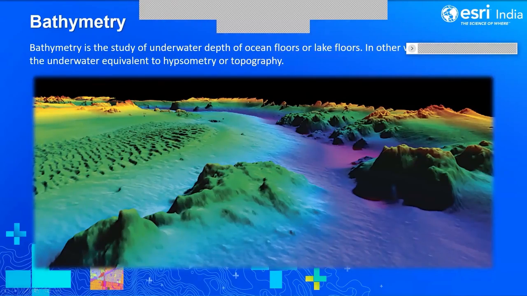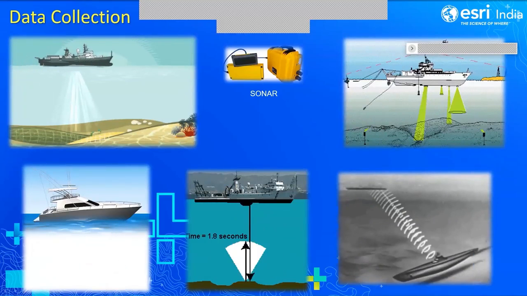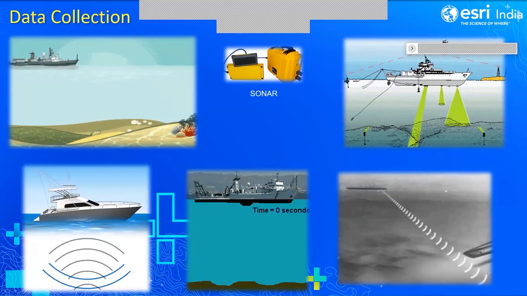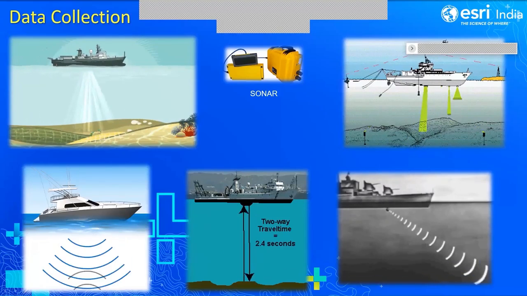Now let's see how this data is collected, how it is recorded, and what formats it is available in. The first data collection method is using a sonar device. Sonar stands for sound navigation and ranging. It is mounted on top of a ship or a boat and collects the sound waves that are received.